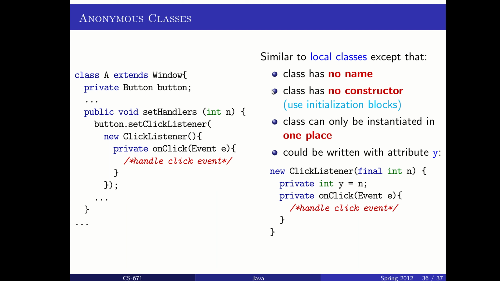It has no name. It typically has no constructor. We use initialization blocks for it there. And the class can only be instantiated in this one place. It starts and stops existing inside of the parentheses to that set click listener call there. It could be written with its own attributes as well if we needed it to, like a count of how many clicks have been done or things like that. You're not going to be able to access those attributes outside of that space though, because again, you won't be able to refer to the class and get the stuff from it. So it can be very useful for simple little short things.